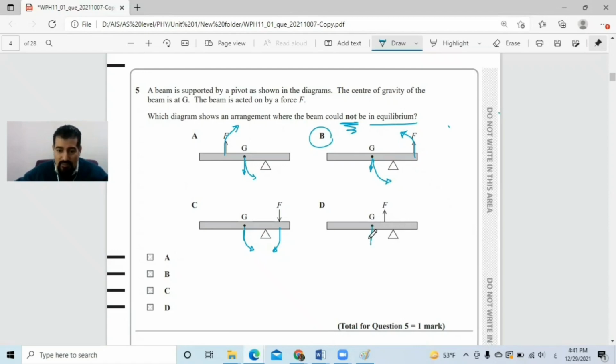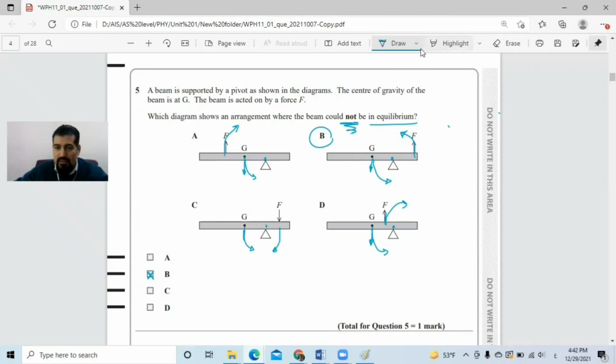Here the same thing. We have weight that acts anti-clockwise, and the force acts clockwise above the pivot. Focus. This is the point of rotation. This is the point of rotation. So which one is the answer? It's B. Do you want me to explain it again?